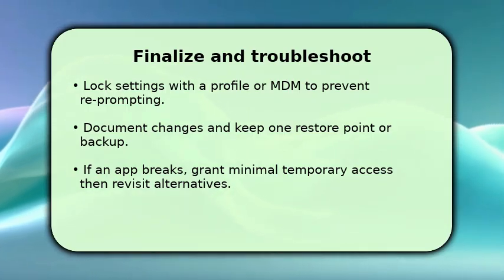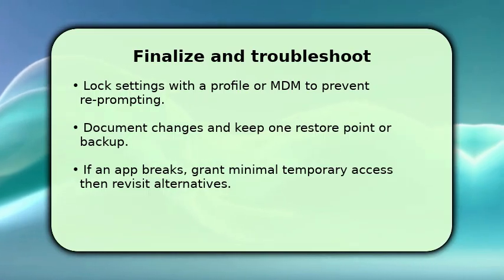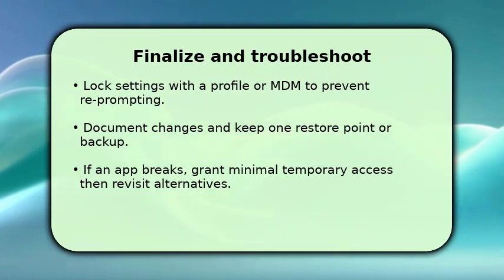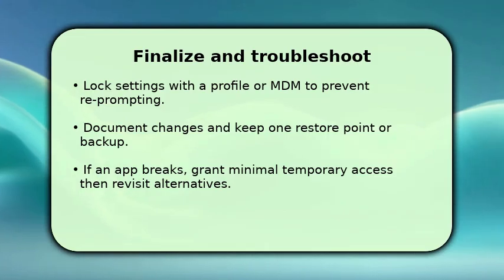You can use device management, parental controls, or profile locks to enforce settings. Once locked, create a backup or restore point in case you need to revert. If an app malfunctions after permission removal, grant the minimal temporary access required and immediately explore alternative apps or workflows.